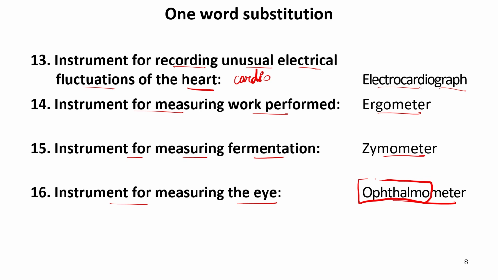For example, if we say the study of eyes, that is known as ophthalmology. The fear which is related to eyes, that is known as ophthalmophobia. So ophthalmo is basically a root word for eyes. So here we are using the same root word, that is ophthalmometer. So ophthalmo for eye and meter for measurement. Now let us move to the next one.